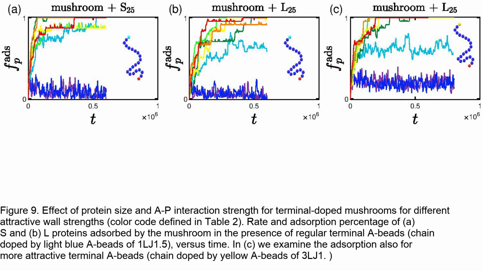Effect of A bead position on protein density profiles. This figure shows the effect of the position of attractive A beads on protein density profiles. The x-axis represents the distance from the surface, and the y-axis represents the protein density. The different lines in the graph represent different A bead positions. The results show that the position of the A beads does not significantly affect the protein density.